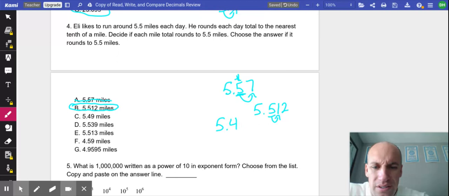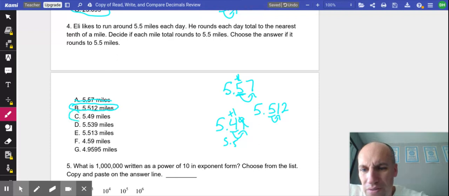5.49, or 49 hundredths. Is it 5 or more? Yes, it is. So we increase, so it's 5.5. So that one would work.